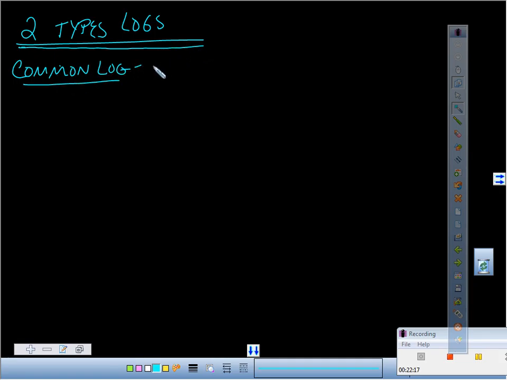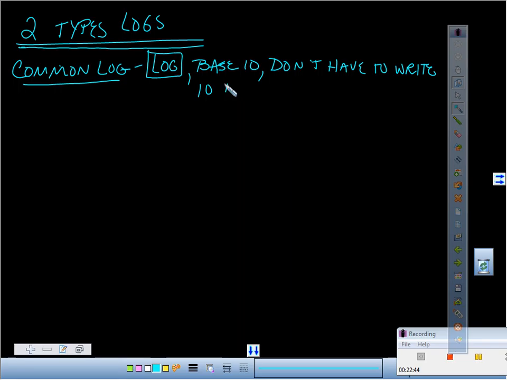A common log is the one that's on the calculator. It's this button right here. It is only a base of 10. That's all it is. I don't have to write it. The 10 is understood. So if you see one and it doesn't have a base written there, then you can go, oh yeah, that's a base 10 log.